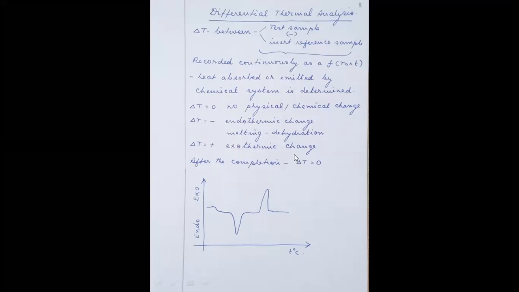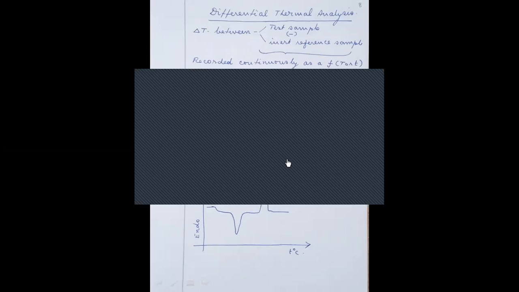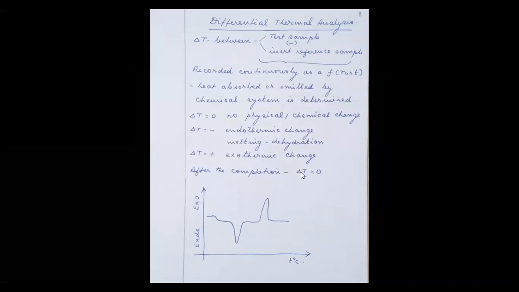For an exothermic process, what happens? The test sample temperature is higher and the inert reference sample temperature is lower. Therefore, the subtracted value will give you a positive sign. After the completion of the process, whether it is endothermic or exothermic, once the process is complete, the delta T, the temperature difference between the test sample and the inert reference sample, becomes zero.